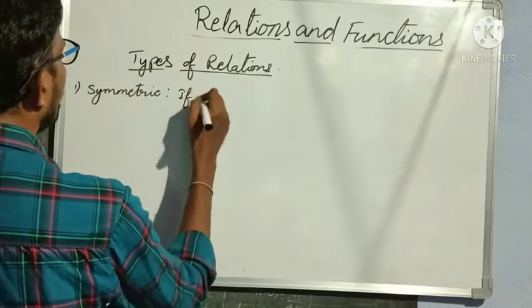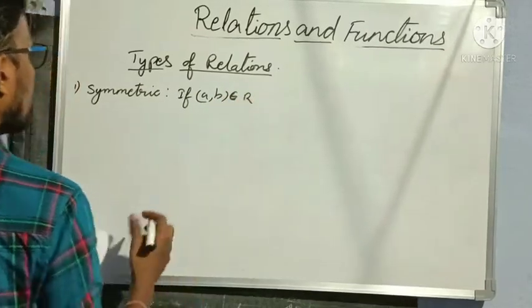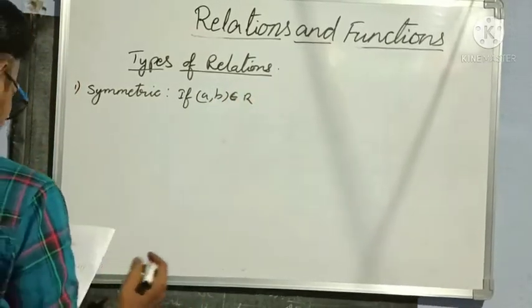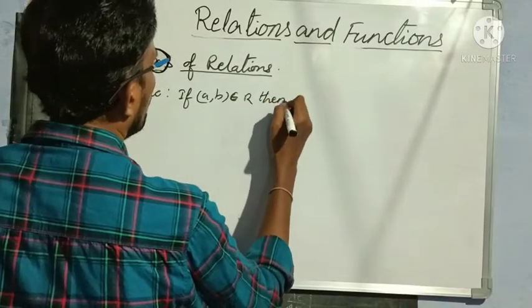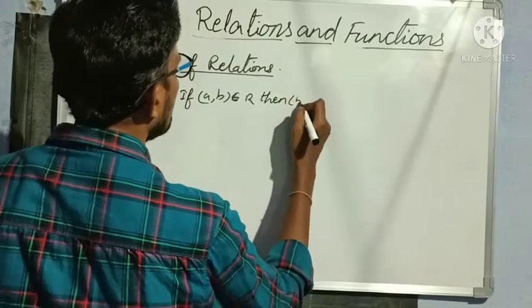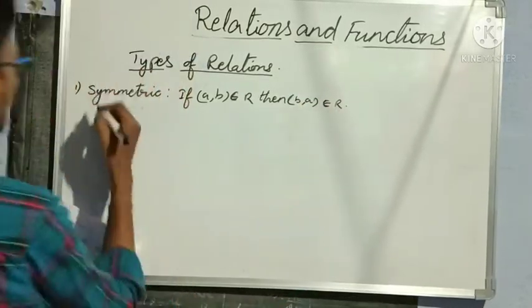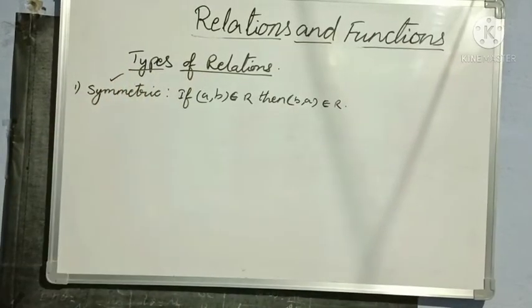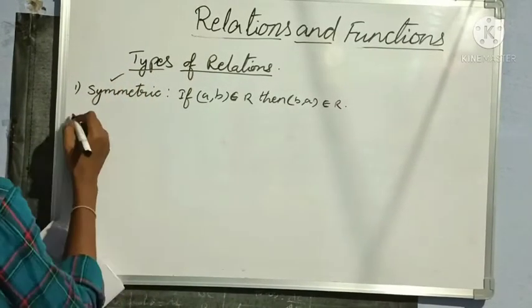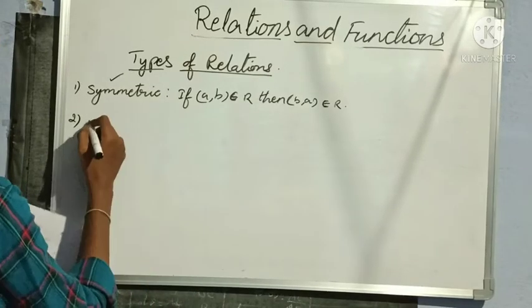If (a, b) belongs to R, means if (a, b) is in the relation, then in such a relation (b, a) should also exist. That is, (b, a) also should belong to R. Such type of relation is called what? Symmetric relation. Okay, I will explain clearly everything with an example. Just listen. So first one is completed.